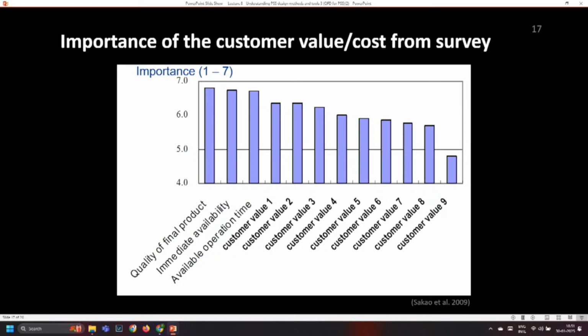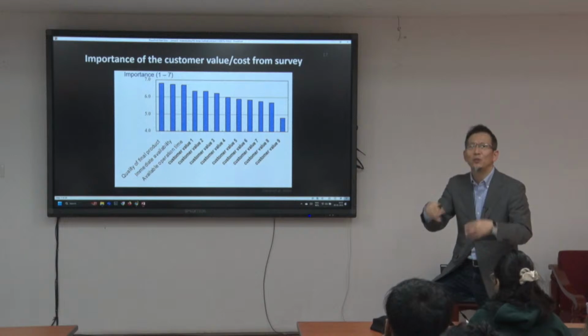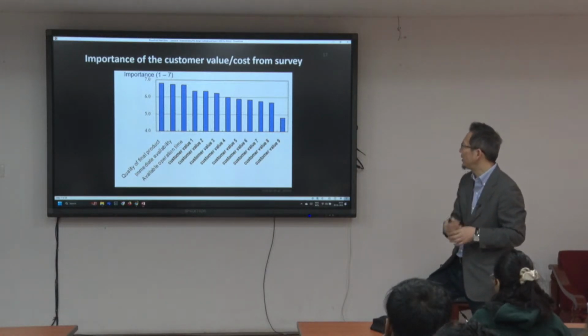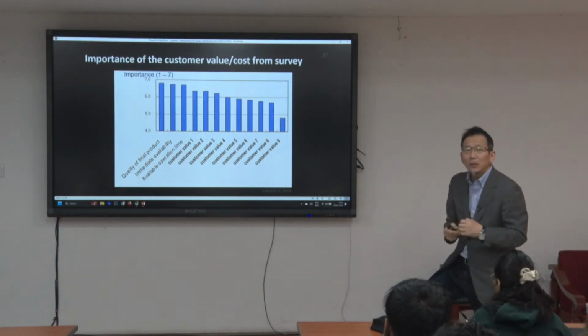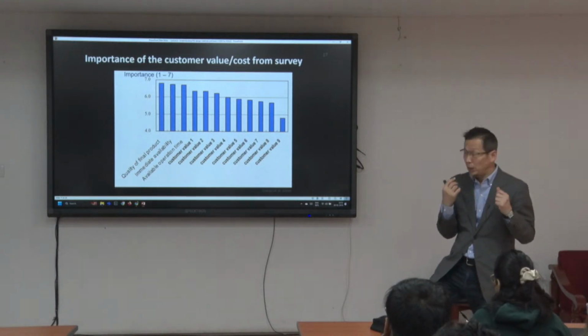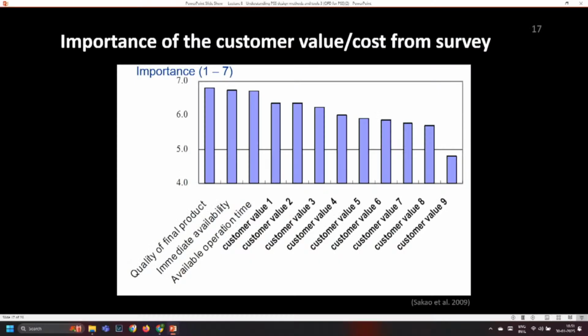So the most important customer value was quality of the final product. Final product means the product produced by the investment machine. So not the investment machine itself, but the outcome of the product produced by the focal company. Immediate availability. As I said, the machine is time critical, so the customer finds immediate availability highly important. And available operation time in terms of calendar. So these were the top 3 customer values.